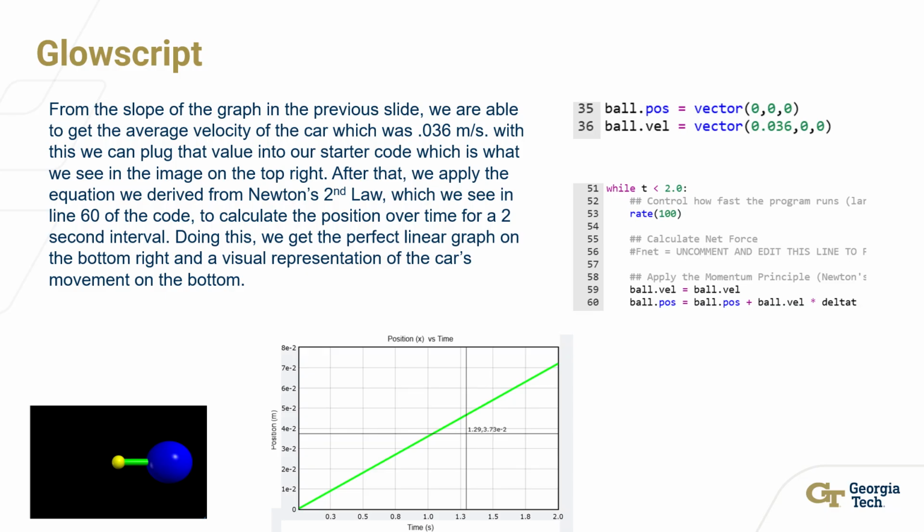With this, we can plug that value into our starter code, which we see on line 36 of the code. And using that, we can set up our while loop of 2 seconds, and we use the position update formula you see on line 60. And once we run this code, we get an image generated of the position, the displacement of the position, and you get a graph of the position versus time.